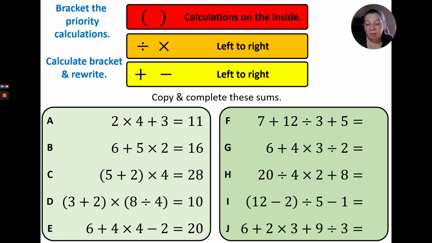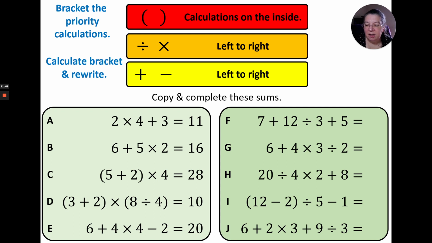For question C, we've got brackets, which we must do first. So 5 plus 2 is 7, and then we can multiply that by 4. 7 fours are 28. Question D, 2 lots of brackets. So let's work out each bracket, and then we can multiply together the answers. So 3 plus 2 is 5. 8 divided by 4 is 2. So we can multiply those two answers together. 5 times 2 is 10. Did you get that one? That was a little bit more challenging.